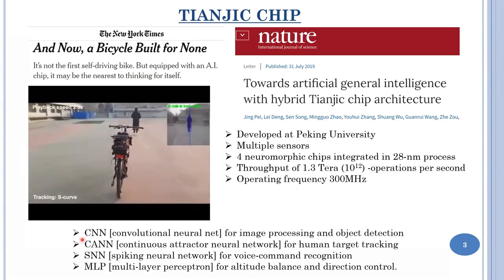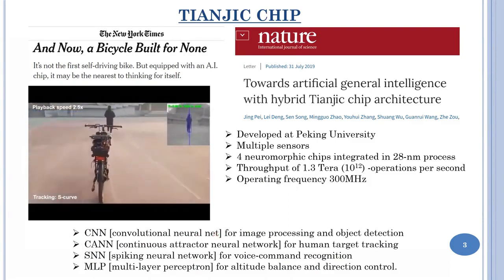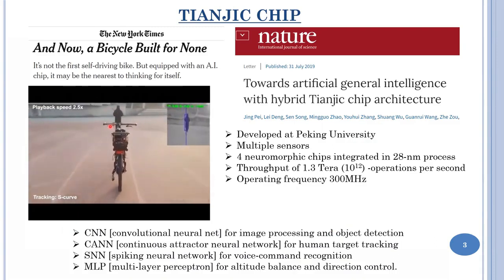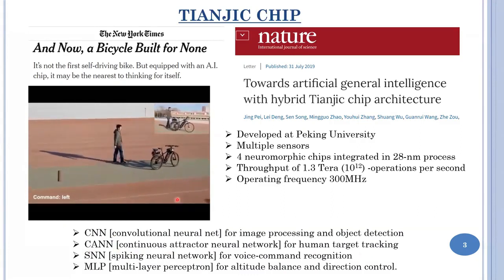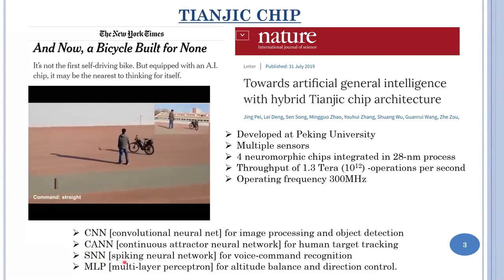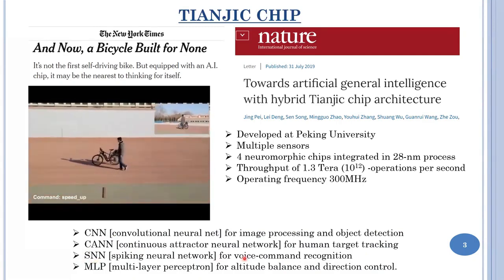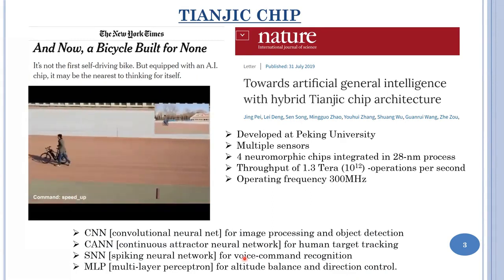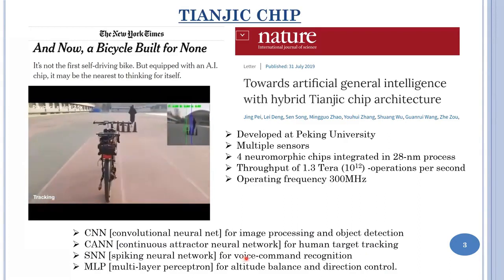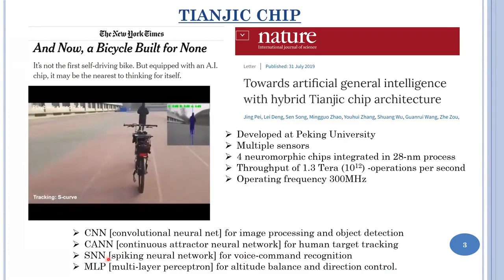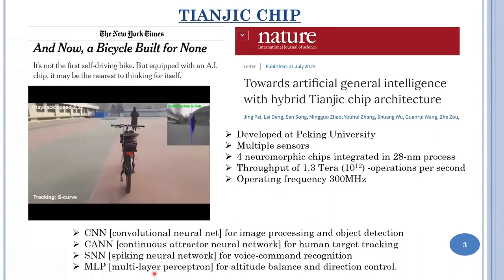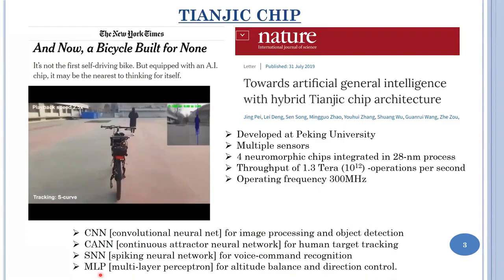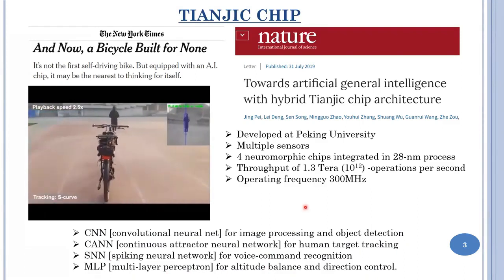There was one dedicated chip for performing a convolutional neural network, which was used for image processing and object detection, for sensing the human and running behind them. Then there was a neuromorphic chip doing the CANN, which is a continuous attractor neural network, for target tracking. Then another neuromorphic chip was there for the spiking neural network. Spiking neural networks are the most biorealistic kind of neural networks. The cognition of a spiking neural network is very close to your human brain, so it is most closely related to biology. And the last neuromorphic chip was performing the multilayer perceptron, which was for altitude balance and direction control. This multilayer perceptron is simply a classifier, which I'll discuss later as well.